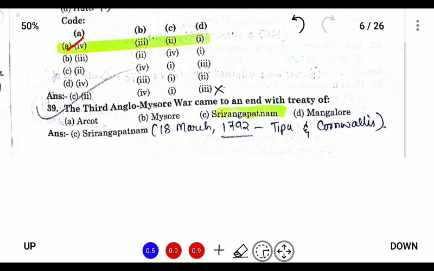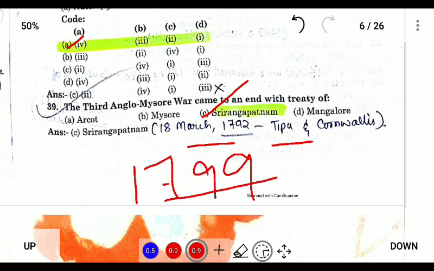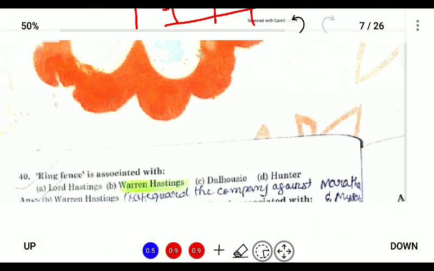Next, the Third Anglo-Mysore War came to an end with the Treaty of Seringapatam. The Third Anglo-Mysore War started in 1790 and ended with the Treaty of Seringapatam in 1792, where Tipu Sultan had to surrender his two sons to Cornwallis, and the Fourth Anglo-Mysore War came to an end in 1799 with the death of Tipu Sultan.